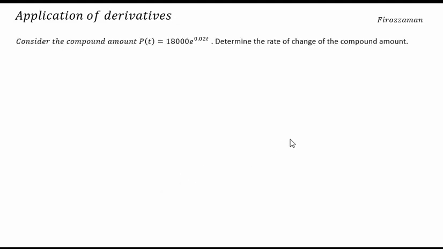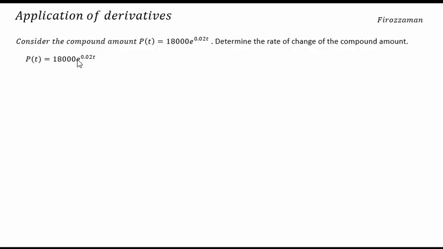Application now. Consider the compound amount P(t) written as 18,000 times e to the 0.02t. We want to determine the rate of change of this compound amount. So basically we are taking the derivative. So this is your given function.